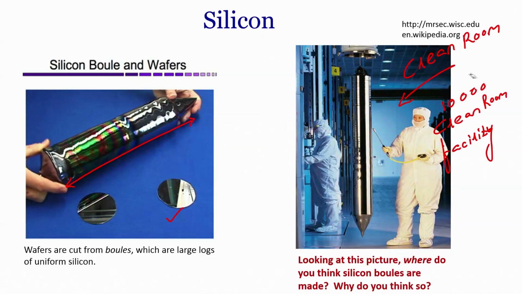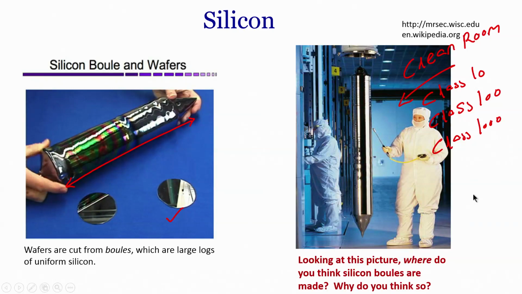Now, this is what we will be looking at, but for silicon, it is even at a lower class, that is, a better environment. It can be class 10, class 100, or class 1000. So, we will see what the clean room classes are and how a clean room is classified. Now, why do we think that this is a clean room? First, where do you think silicon boules are made?